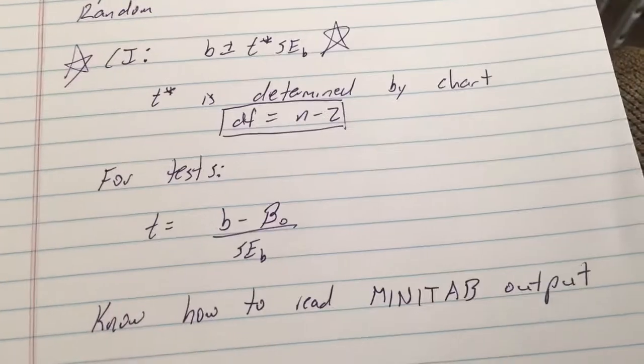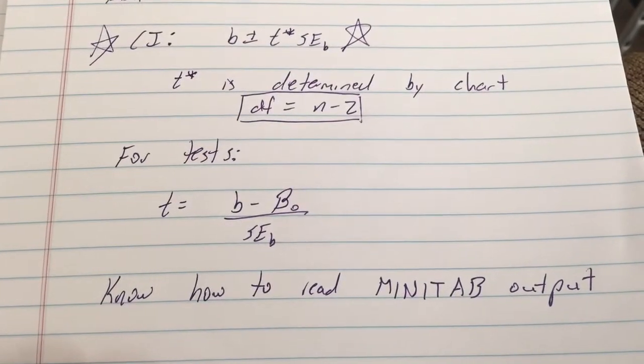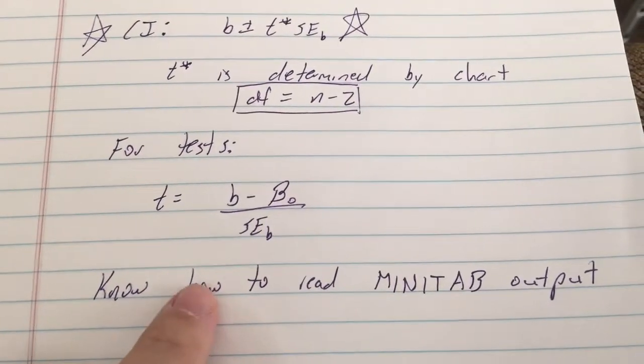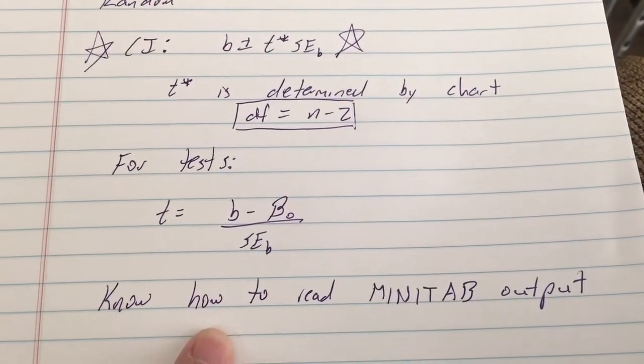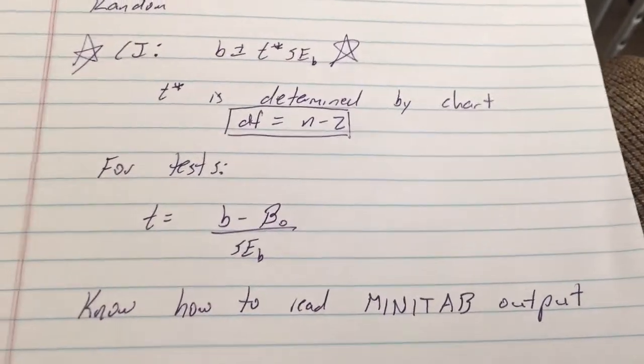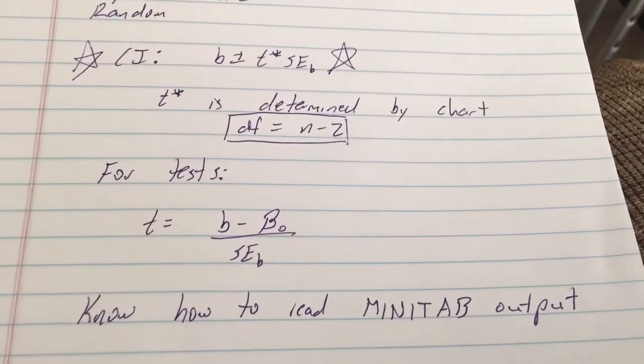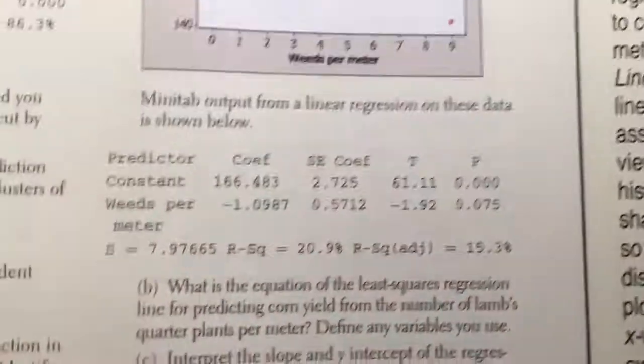But we'll talk about that more in the second video that I send you guys. The last thing you need to know for this video, you need to know how to read Minitab output. So let's look in the problems. All right, this comes from page 761, and here's a printout, a Minitab printout.